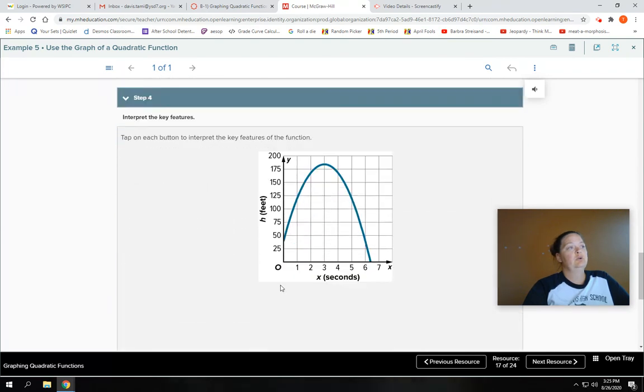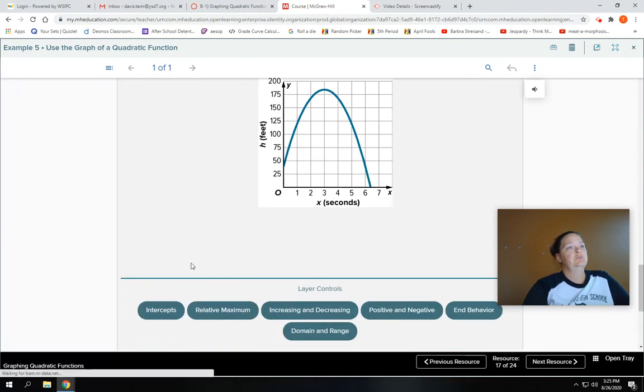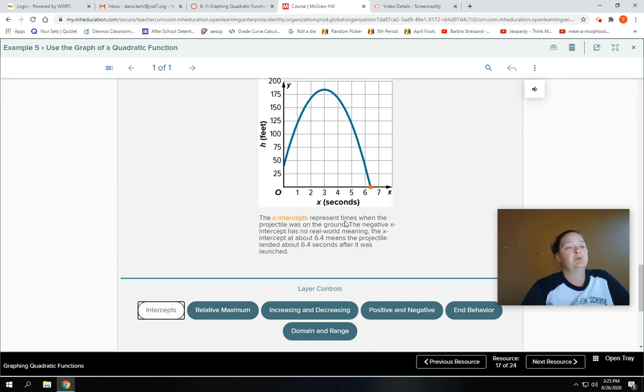Lastly, you want to interpret your key features, right? You want to interpret what each of these key features means in the context of our problem. The intercepts: the x-intercept represents the time when the projectile was on the ground. The negative x-intercept has no real-world meaning. The x-intercept is about 6.4, meaning the projectile landed about 6.4 seconds after it was launched.